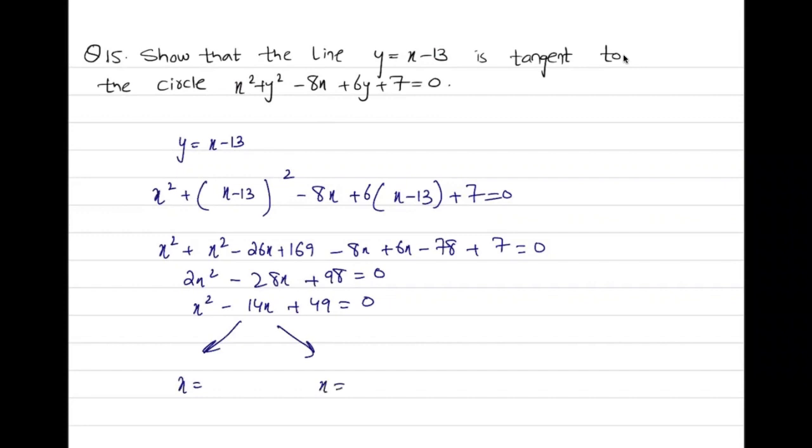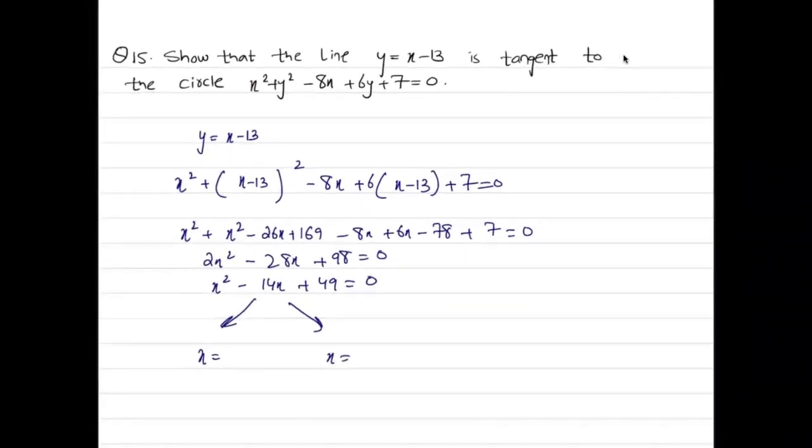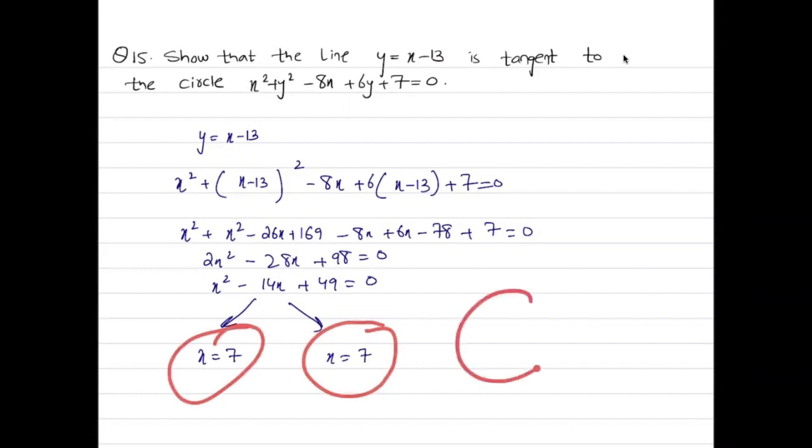Apply either factorization or quadratic formula, whatever you prefer. The two values of x are 7 and 7. Do you see that you are getting real and repeated roots? Yes. So x is equal to 7. It means that the line is tangent to the circle at x equals 7. Okay. Yes, sir. That's one way to go about this.